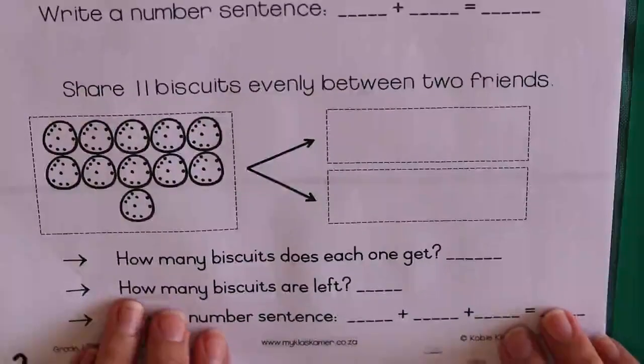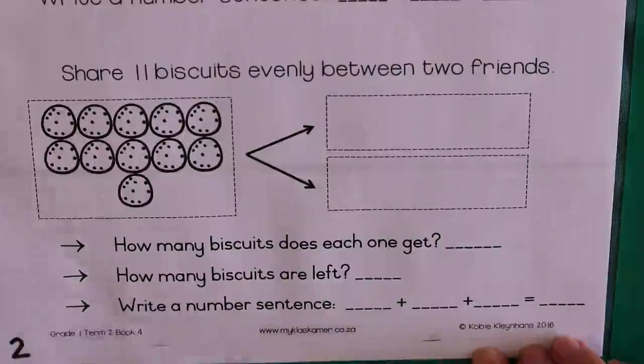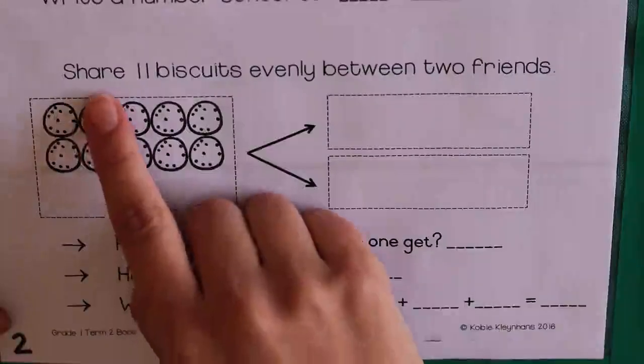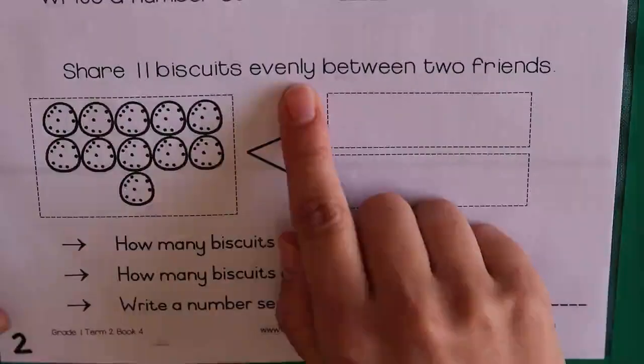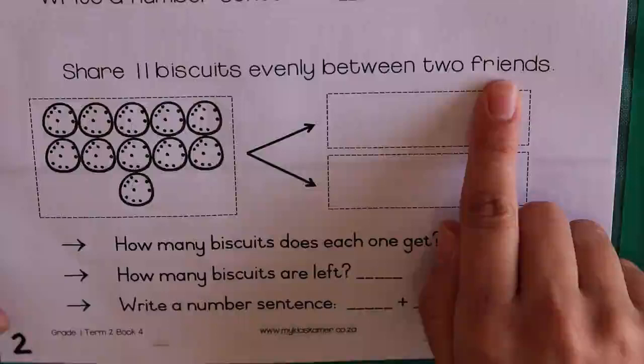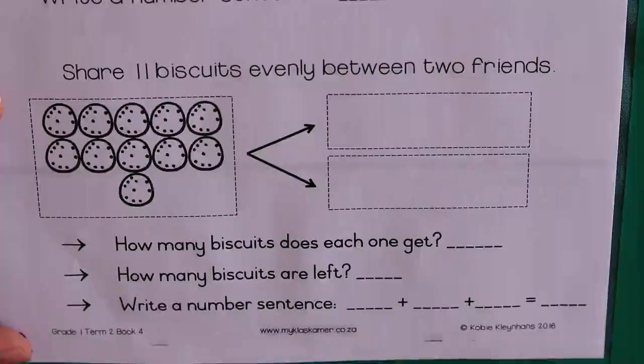Our next one is sharing again. The same. Okay, it says share 11 biscuits evenly between 2 friends. I already see a small problem. 11 biscuits. Think about when we practice doubling and halving. Okay, can we halve 11 into 2 equal groups? Okay, let's have a look and see.